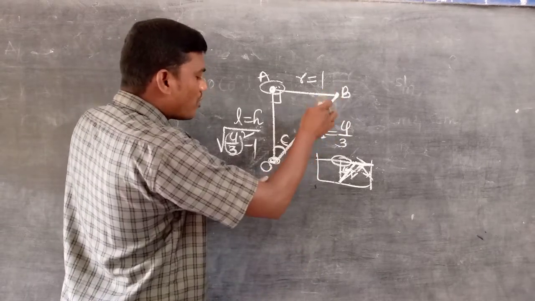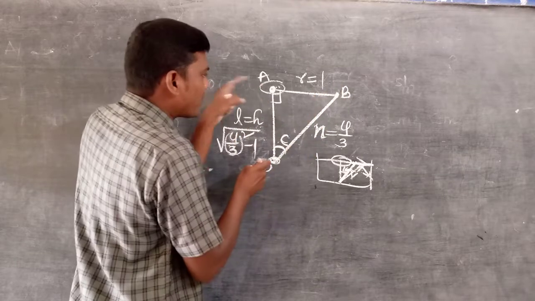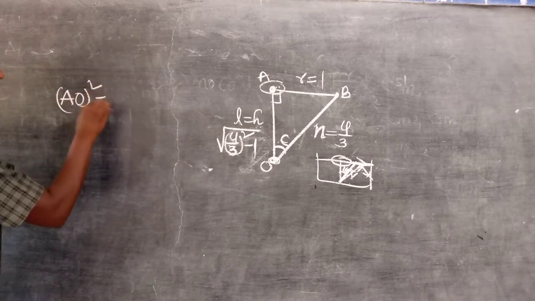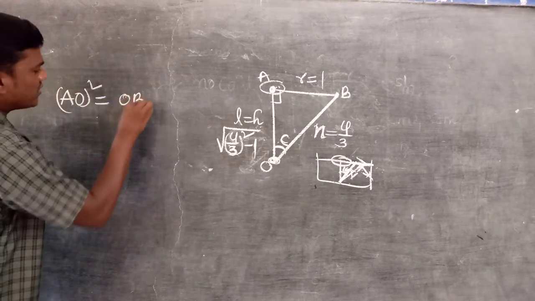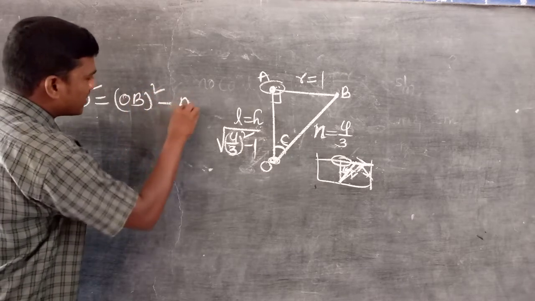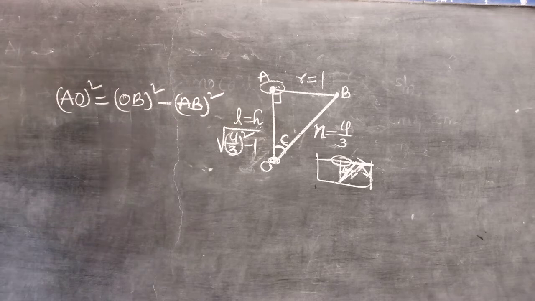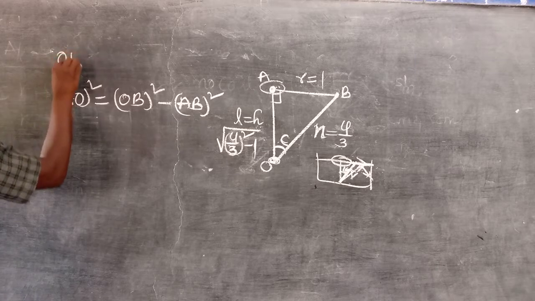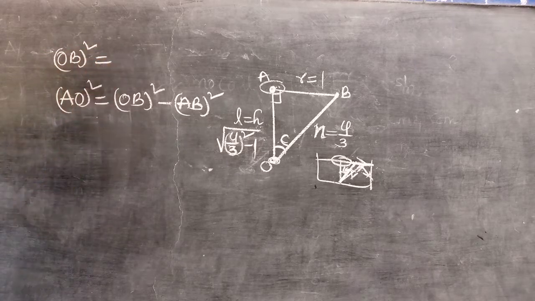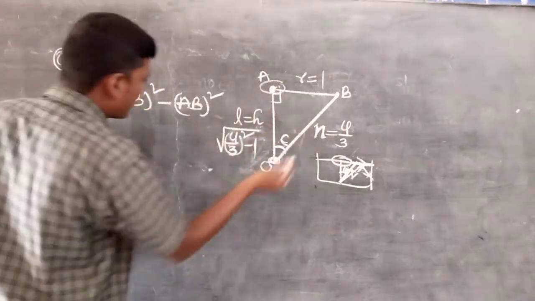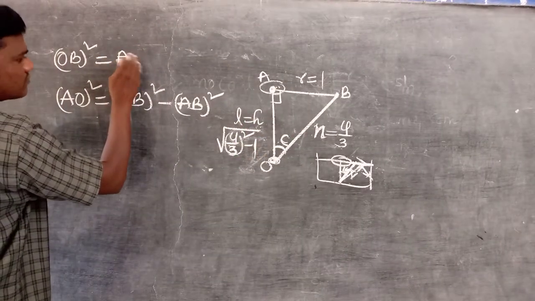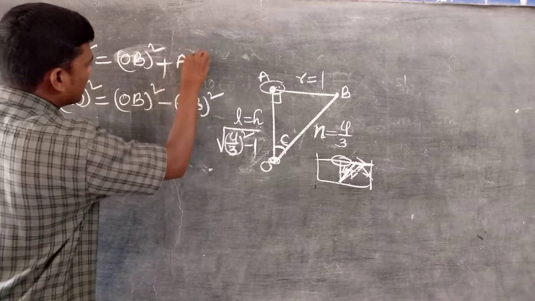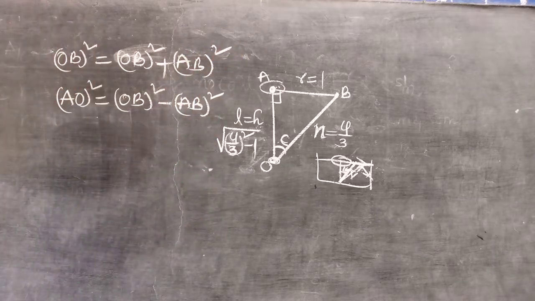So we know already the OB value and the AB value. We need to find the AO value. So according to the Pythagoras theorem, AO square is equals to OB square minus AB square. Generally, what is the main Pythagoras theorem? Hypotenuse square, that is OB whole square, is equals to OA square plus AB square. Is it correct or not?